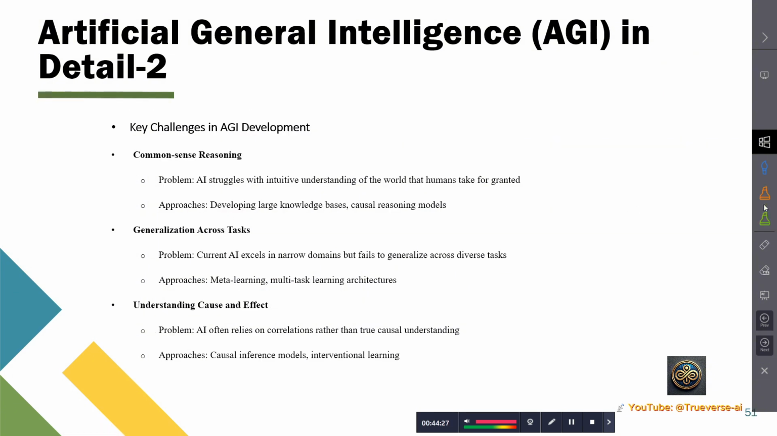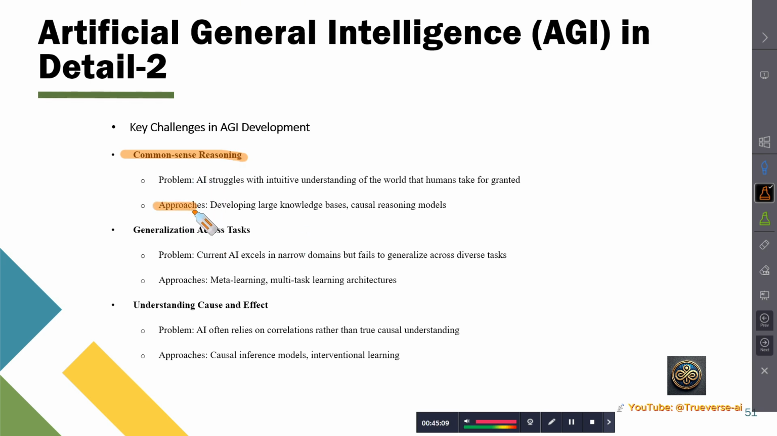Another is common sense reasoning. One of the hardest problems of AGI is common sense reasoning. Current AI systems struggle with the intuitive understanding of the world. Sometimes humans too, almost naturally, we take for granted our ability to make basic inferences, such as knowing objects fall when dropped and that people need food and sleep to survive.